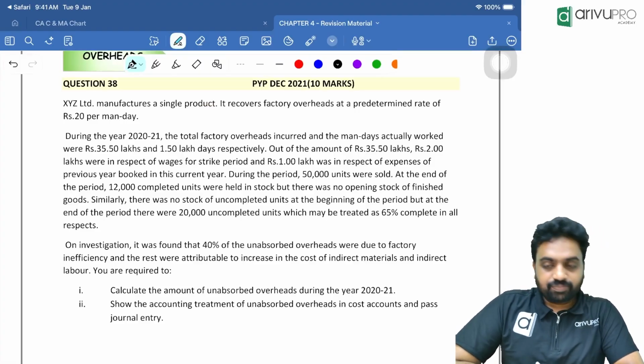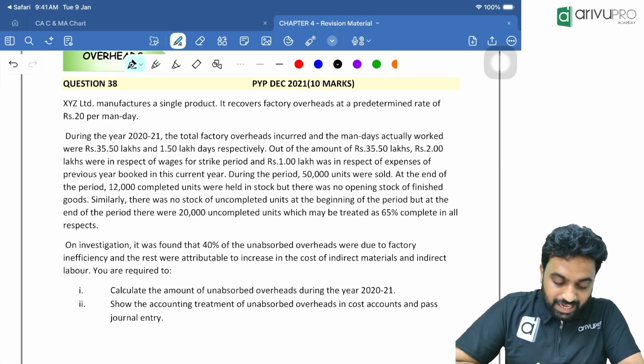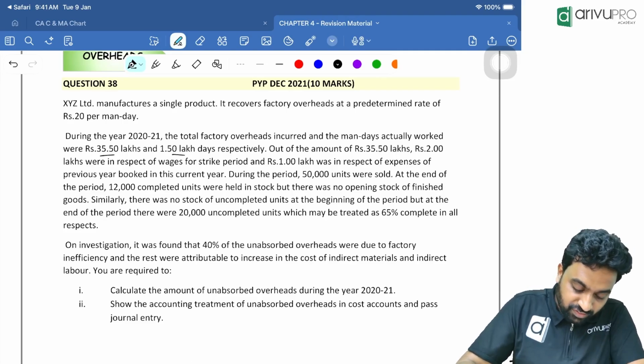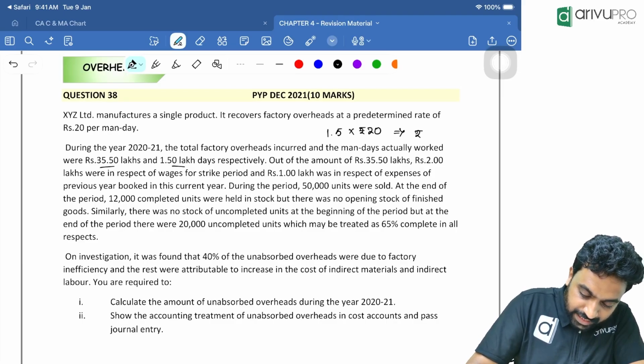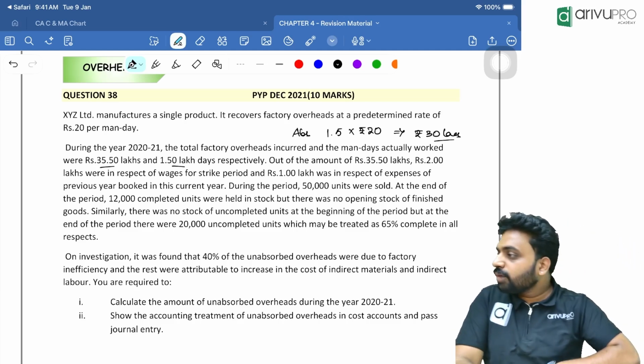Look at this 38th question. XYZ Limited manufactures a single product. It recovers factory overhead at a predetermined rate of rupees 20 per man day. Okay, that is your recovery rate. During the year 2021, the factory overheads incurred and the man days actually worked were 35.5 lakhs and 1.5 lakh days respectively. That means how much is your absorbed overhead? 1.5 into 20, 30 lakhs. Your absorbed overhead is 30 lakhs.